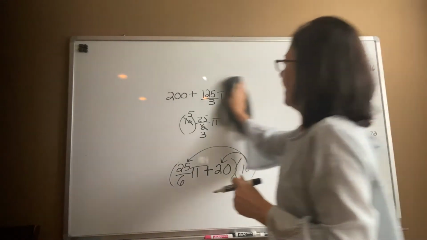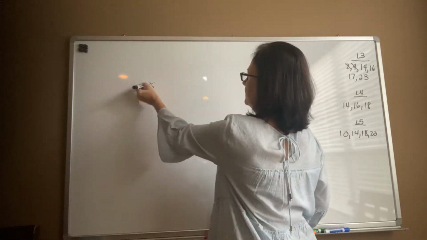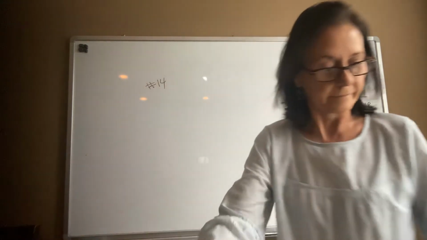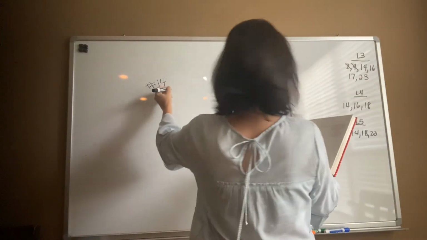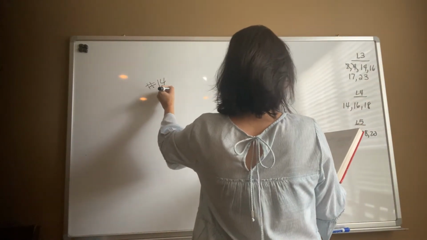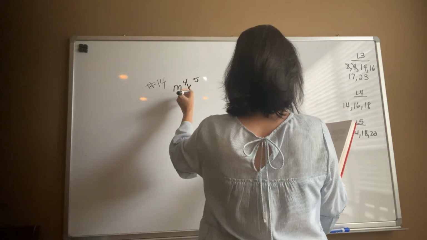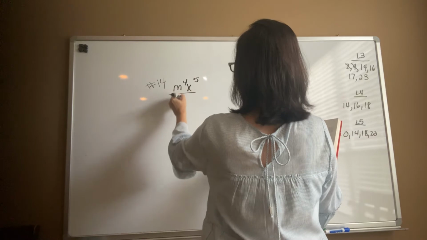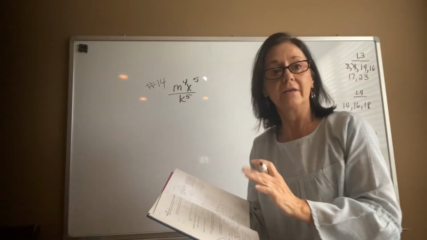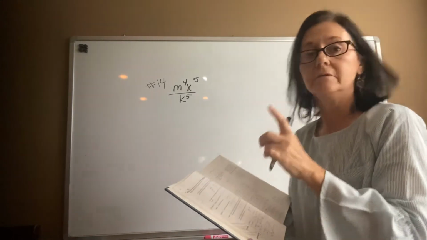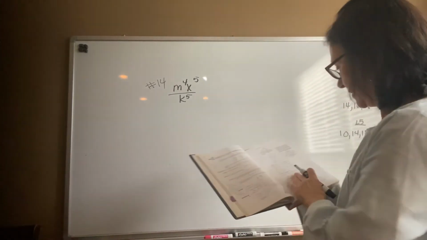All right, now, number 14. We have m to the 4th, x to the 5th over k to the 5th. That term is fine. We only have one term for each variable, and they're all positive exponents.